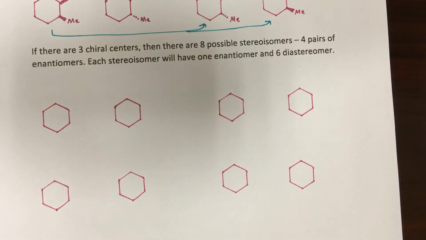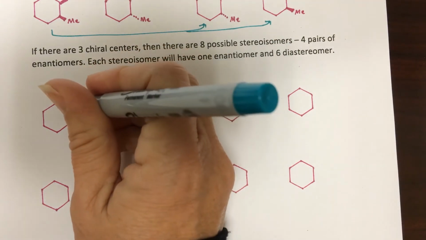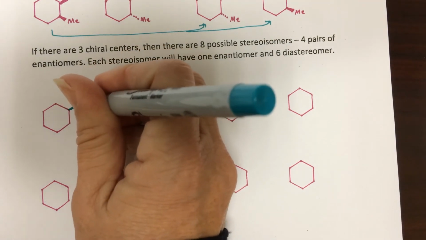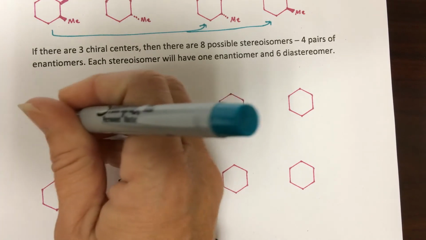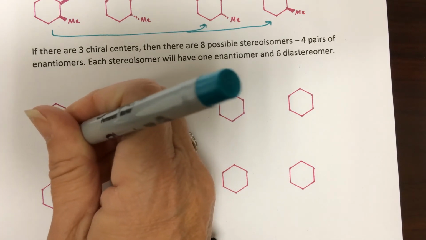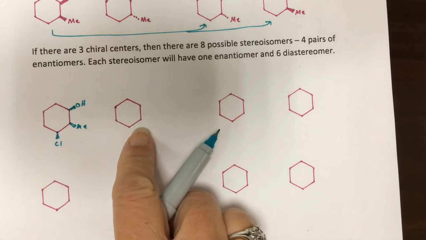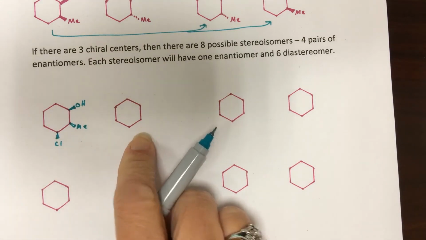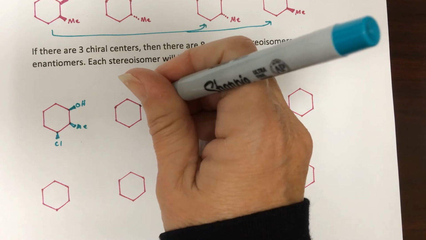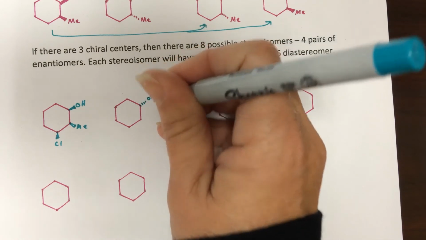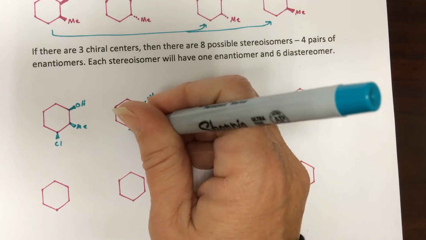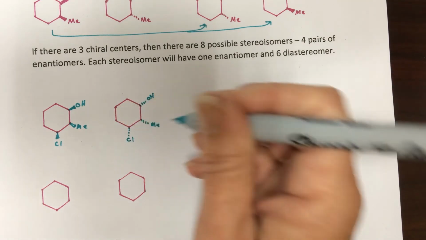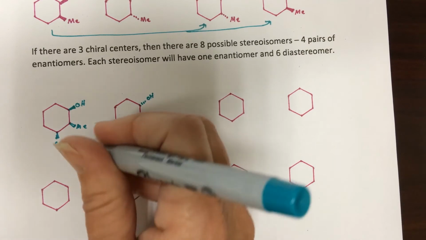We'll start with the first one. They'll all be up. Here's a hydroxy going toward me, a methyl group coming toward me, and a chlorine coming toward me. The enantiomer for this would be, they're all going back in the board. So these two are enantiomers.